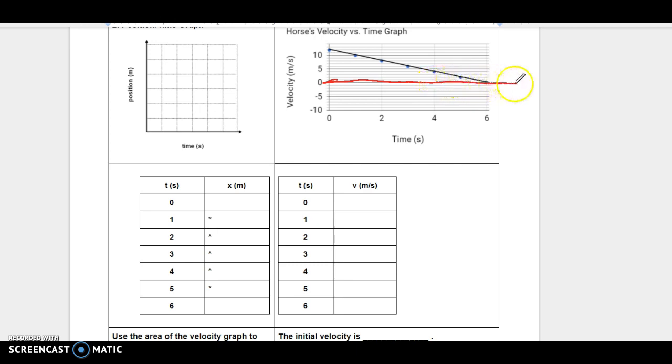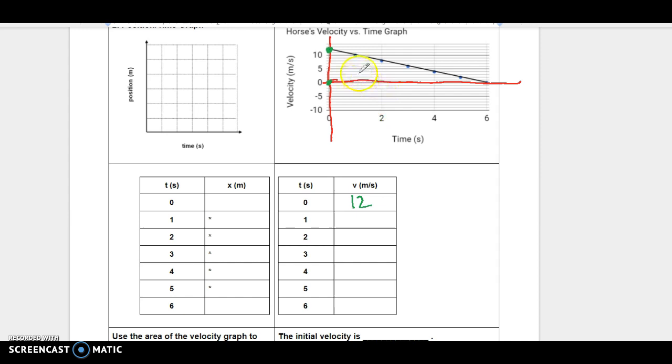Do you see here's the 0, right? And then here's the y-axis. Okay, so make sure you're reading it correctly, okay? All right, so let's take a look at the values that we have. At 0 seconds, the point is here, which is at 12 meters per second.